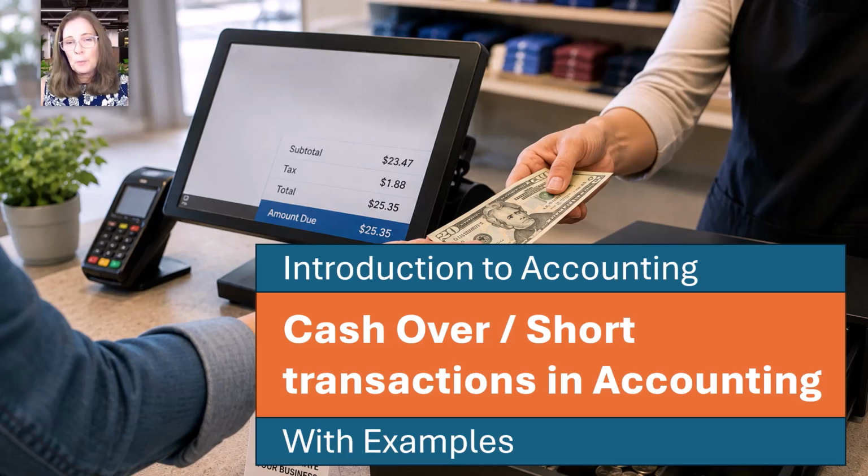Have you ever paid for a purchase with cash and received the wrong amount of change? Maybe got back too much money or not enough. While these mistakes may seem minor, they happen every day in businesses that accept cash payments.